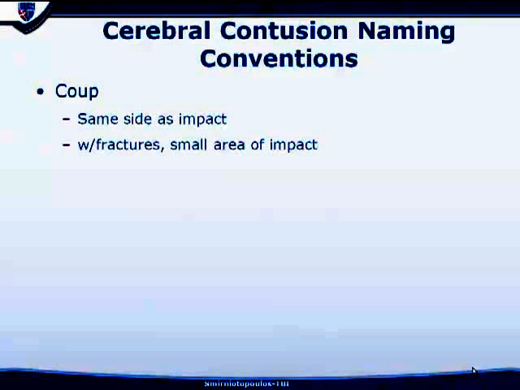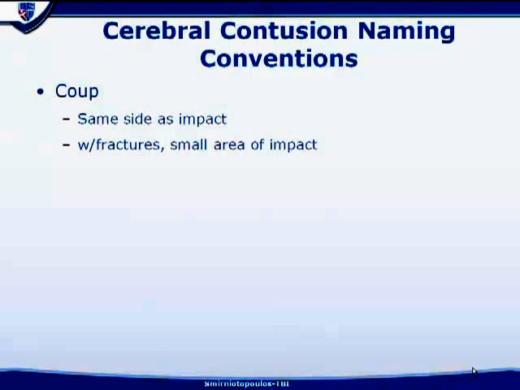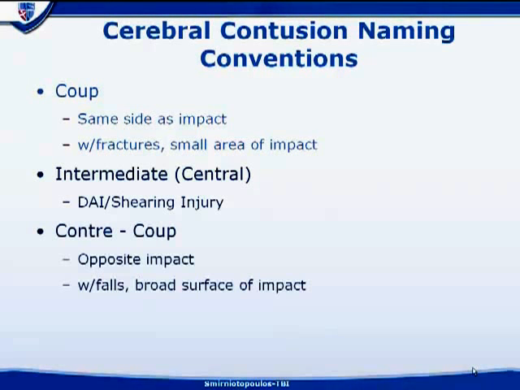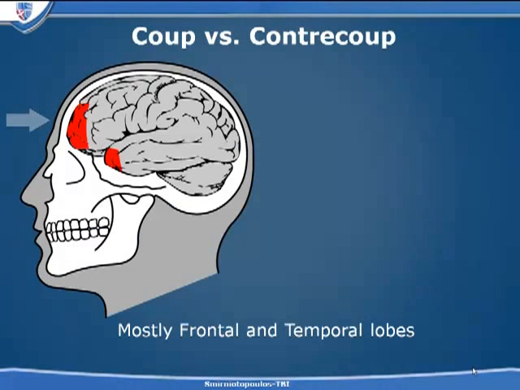There is a naming convention for cerebral contusions. A coup contusion occurs underneath or on the same side as an impact, typically associated with overlying skull fractures and or a small diameter contact point. At the opposite end, we have the contra-coup contusion, which occurs opposite a point of impact, classically associated with falls where the moving head strikes a broad, flat surface. And in between, Drs. Garfunkel and Simon have described the cuckoo-cachoo contusion, or the shearing injury, which we'll see later on as a completely separate subject.